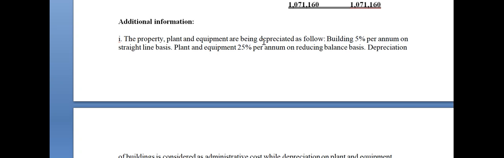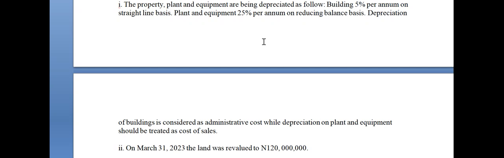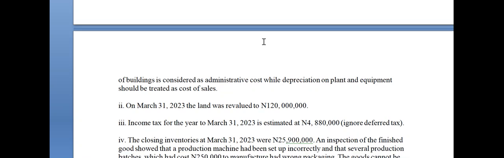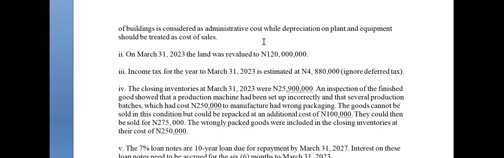Building 5% per annum on straight line basis. Plant and equipment 25% per annum on reducing balance basis. Depreciation of building is considered as an administrative cost, while depreciation on plant and equipment should be treated as a cost of sales. Please take notes. On 31st March 2023, the land was revalued to 120,000 naira. Please take note. Income tax for the year is 4,880,000. You have to ignore the deferred tax.